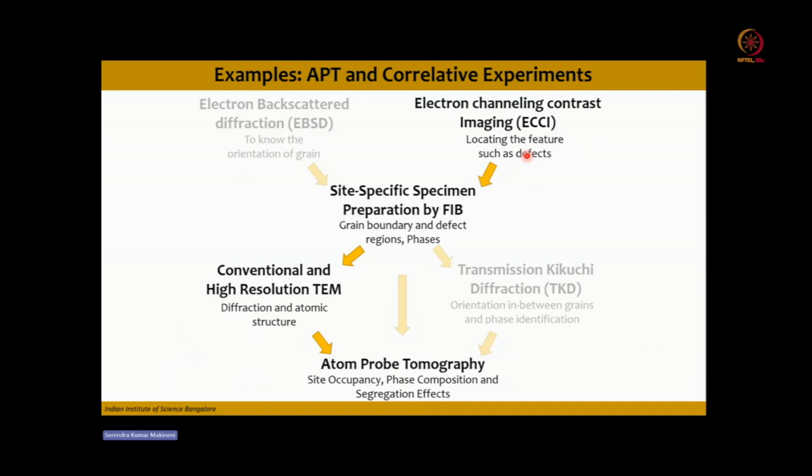In the next class, I will cover electron channeling contrast imaging, its use to identify defects, site-specific preparation, and the use of conventional high resolution and atom probe to get both structure and chemistry of those defects. And these defects are produced during the creep deformation.